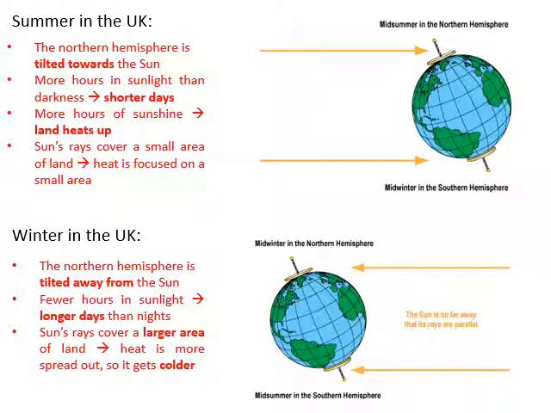Okay, so this is just a little bit of a recap of what you should have just covered in the video and your questions. It just shows you a picture of the Earth when summer is happening in the UK and when winter is happening in the UK. And you can see that the northern hemisphere is tilted towards the sun in summer and away from the sun in winter. There's also a little bit more detail there about the temperature and the amount of daylight hours we have.